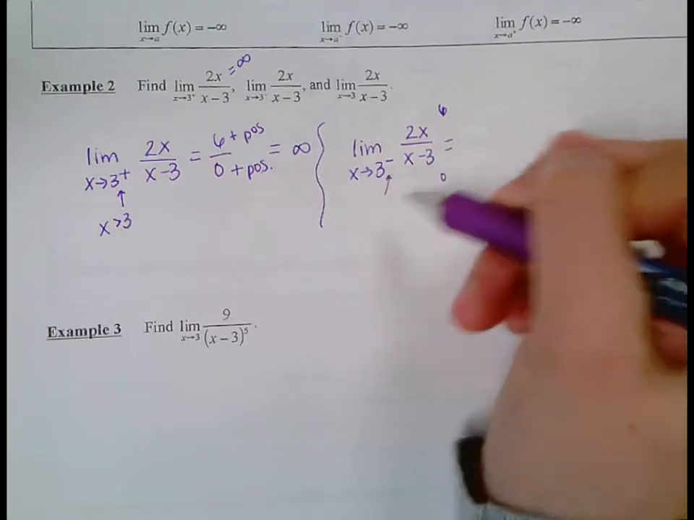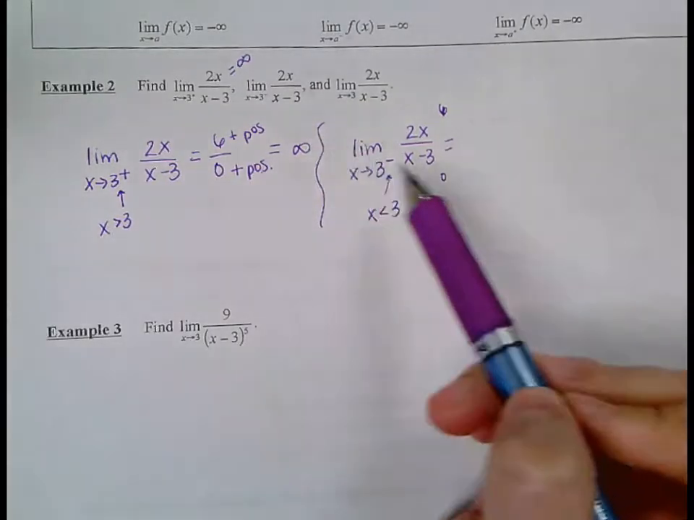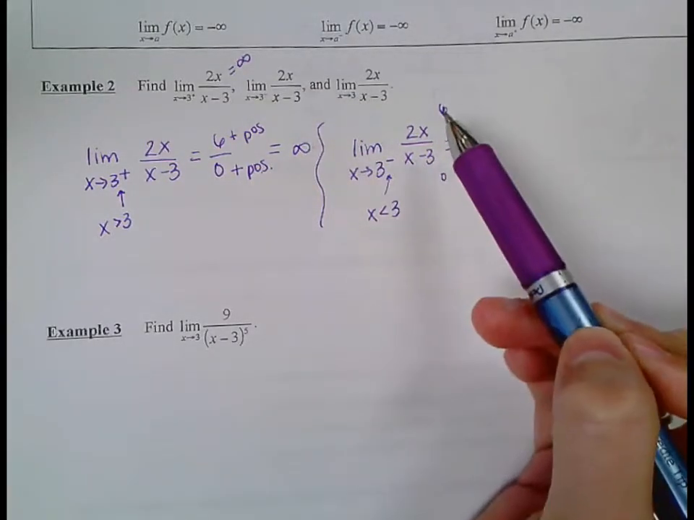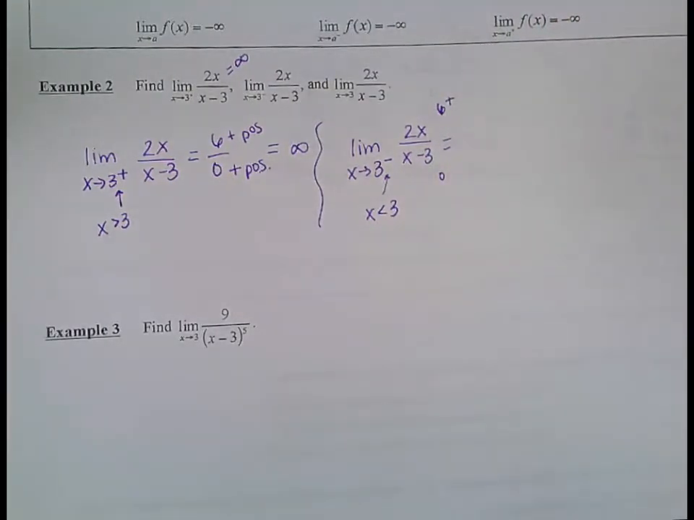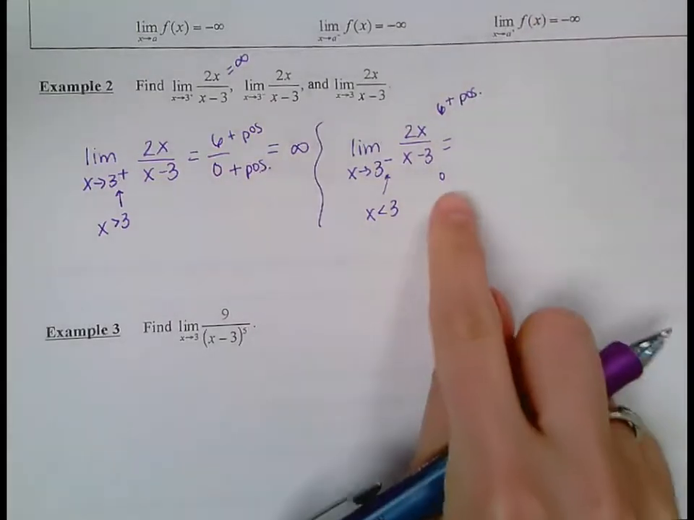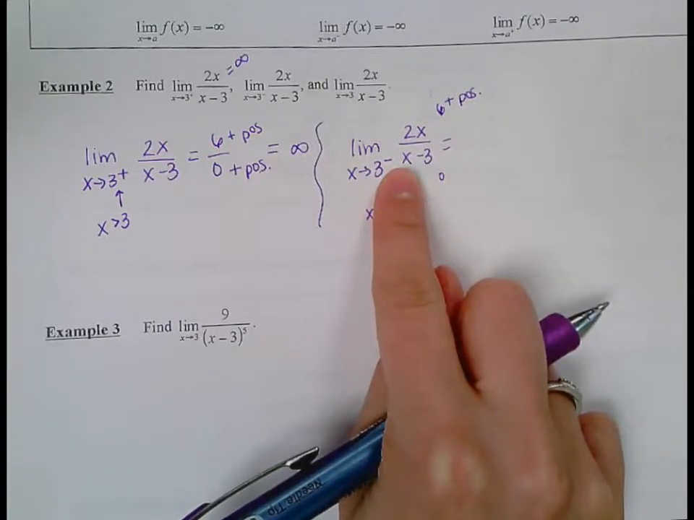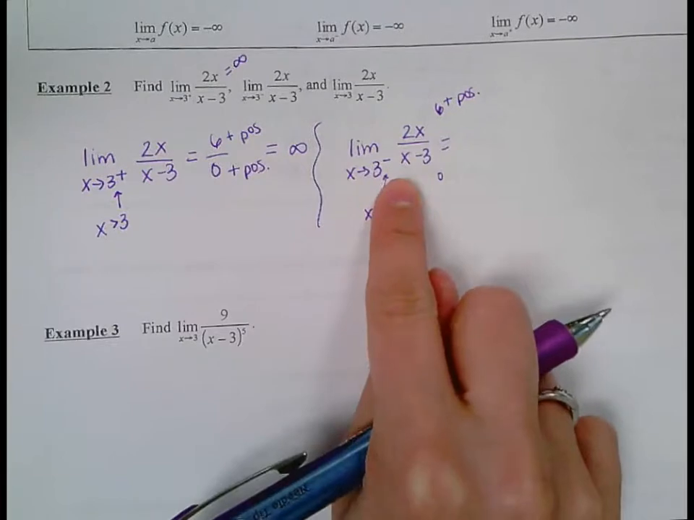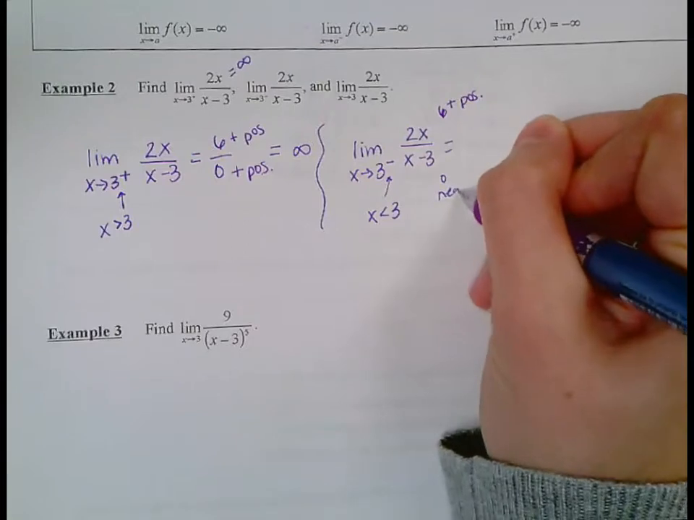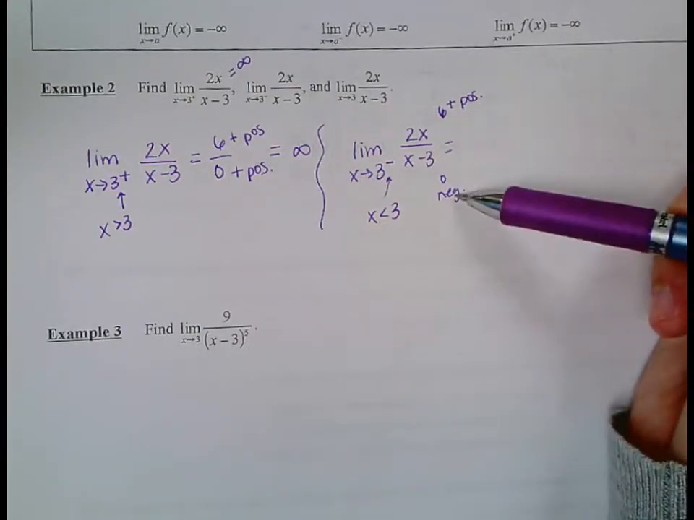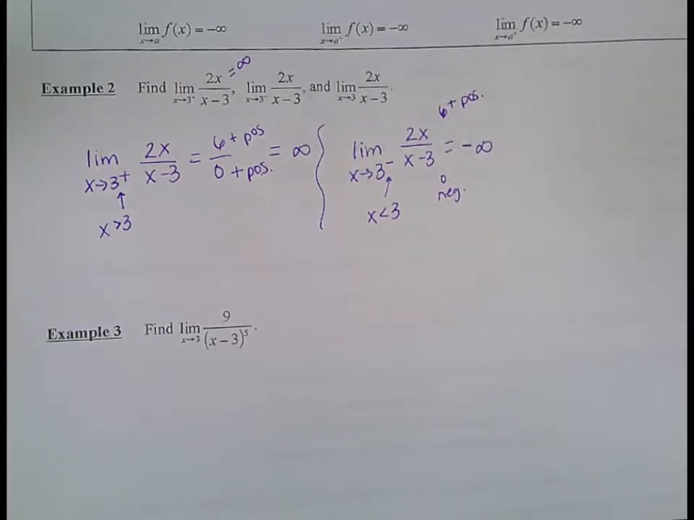But now approaching from the left, my x values are less than 3. So now my 6, still if my values are less than 3, I'm still approaching 6 from a positive standpoint. But now the 0 here, so I'm taking numbers getting closer to 3 like 2.9, 2.99, 2.999. And if I subtract 3, those numbers are now negative. So my ratio is positive over negative. That's a negative ratio, meaning this is approaching negative infinity. Lydia?